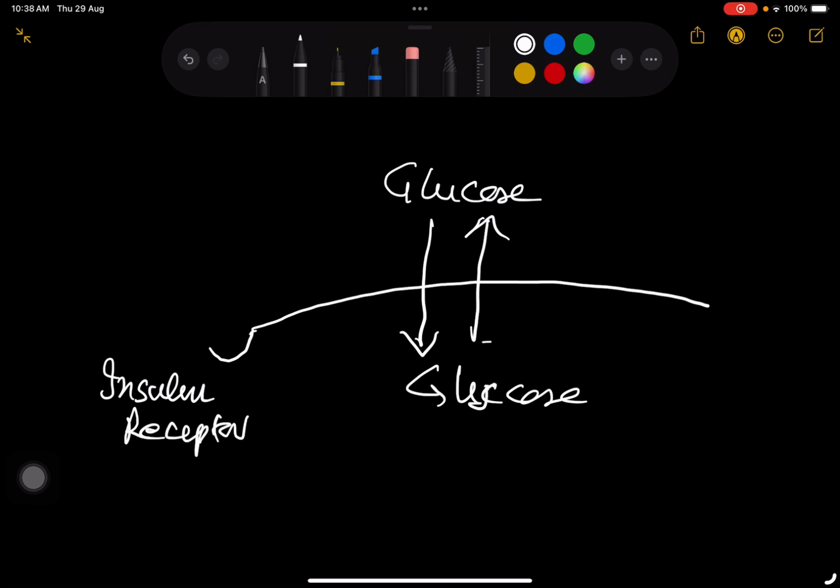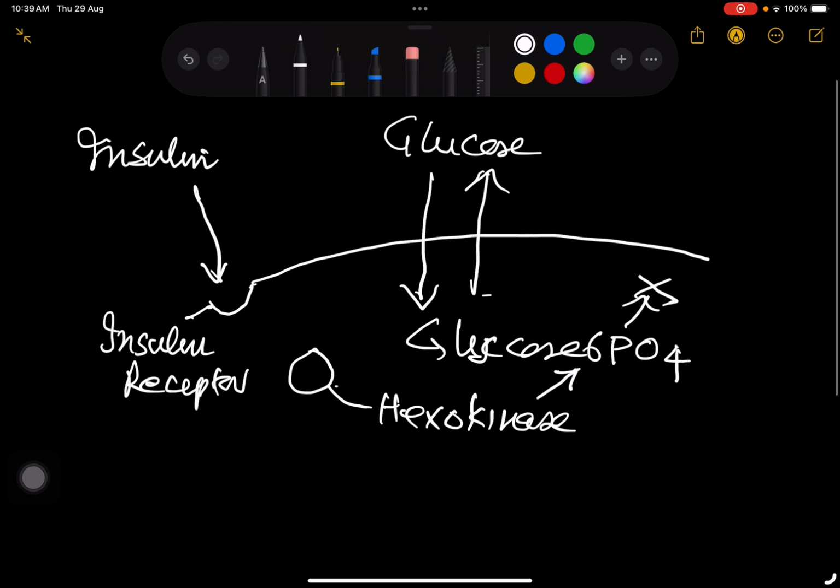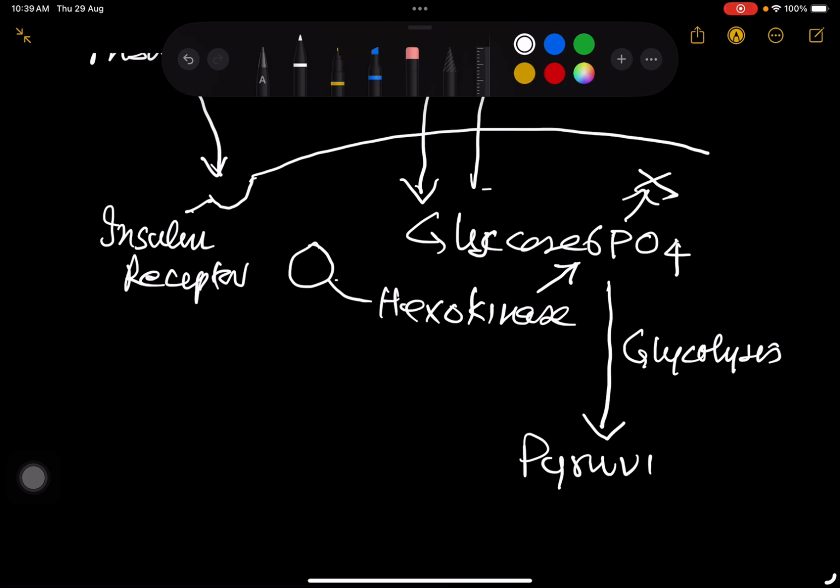And when insulin comes and affects this insulin receptor, this receptor gets detached from the cell membrane, activates an enzyme which is called hexokinase, which attaches a phosphate bond to the 6th position in the glucose. Now this glucose cannot go out, and this glucose will undergo a process which is called glycolysis and get converted into pyruvic acid.